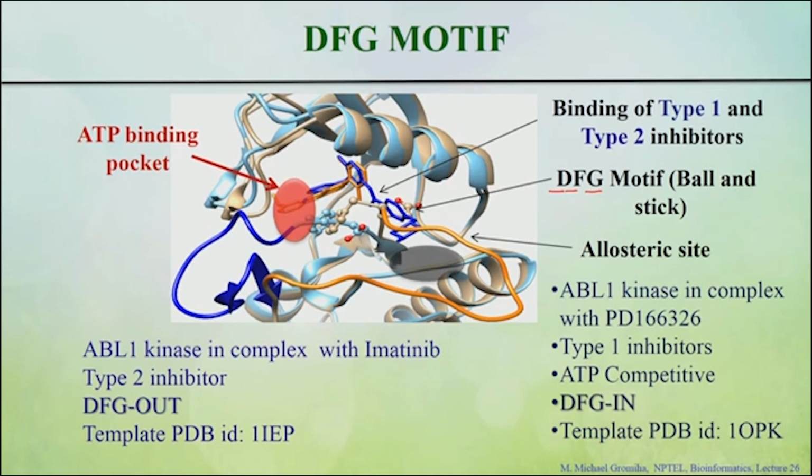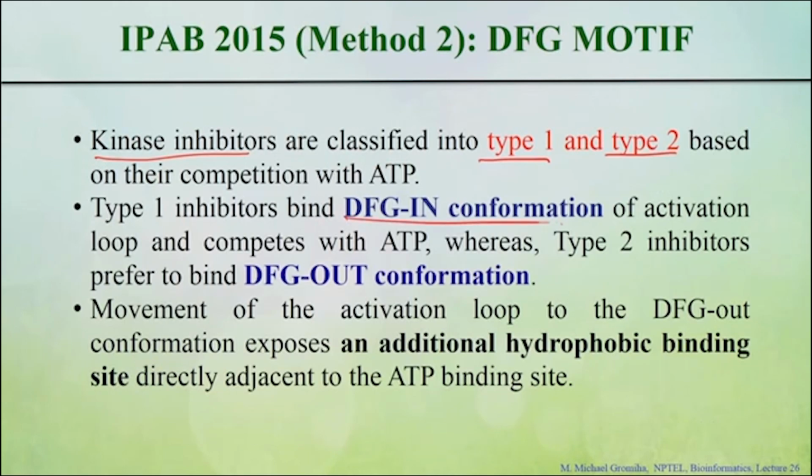So, these DFG motifs are either in the ATP binding pocket, or they block the ATP binding pocket. Now there is the allosteric site here, that is for the competitive inhibitors. This protein has two different types of motifs, one is the DFG in conformation. In this case type 1 inhibitors bind with the in conformation and type 2 inhibitors bind with the DFG out conformation.